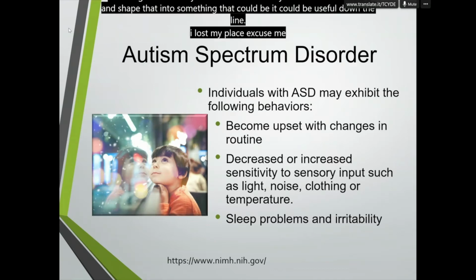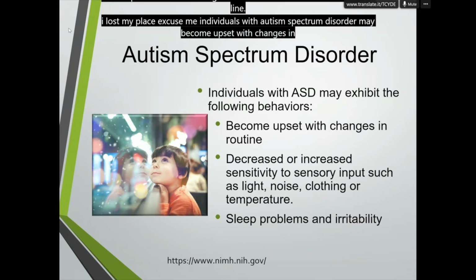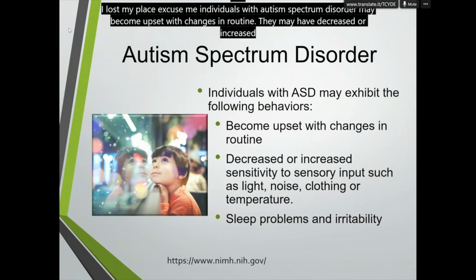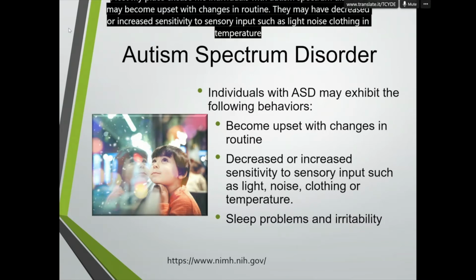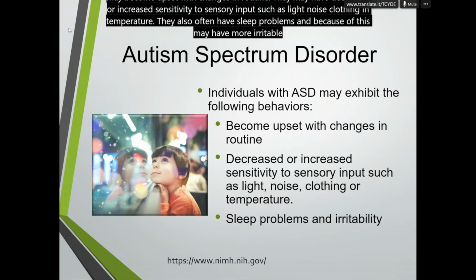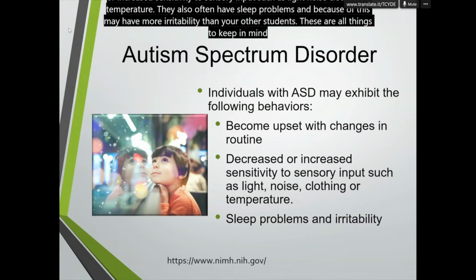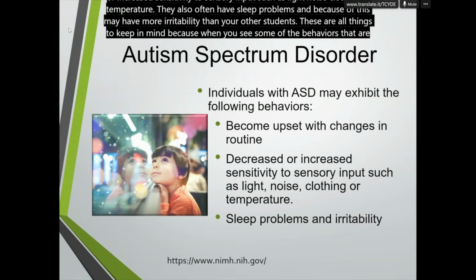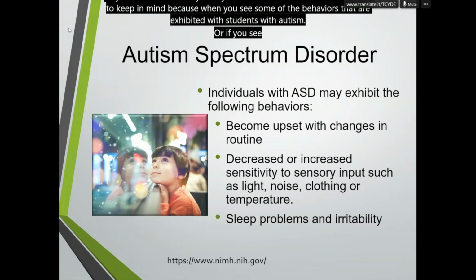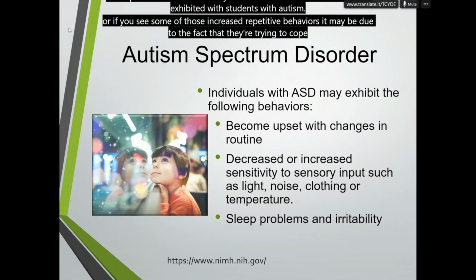Individuals with autism spectrum disorder may become upset with changes in routine. They may have decreased or increased sensitivity to sensory input, such as light, noise, clothing, and temperature. They also often have sleep problems, and because of this may have more irritability than your other students. These are all things to keep in mind, because when you see some of the behaviors that are exhibited with students with autism, or some of those increased repetitive behaviors, it may be due to the fact that they're trying to cope with some of these sensory differences that they're feeling.